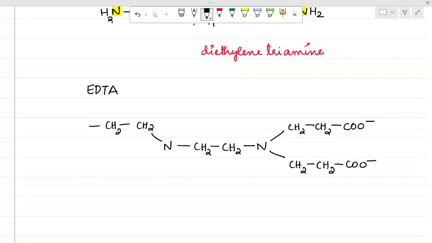Okay, so you can see there are 4 oxygen donors and 2 nitrogen donors. Example of a hexadentate ligand, an example of a chelating ligand as well. Easy.